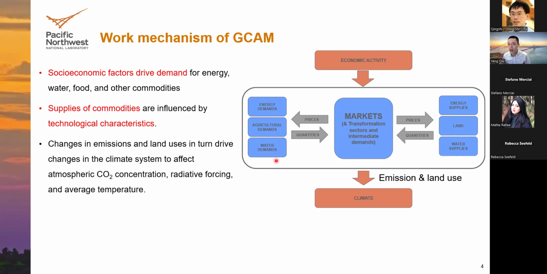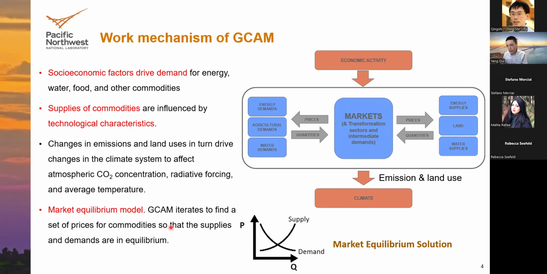And then all these human activities within the markets will generate emissions, right? And that will feed into the climate sector, which will affect CO2 concentration, radiative forcing, and also the average temperature. So that's basically how different sectors are integrated and working together. Essentially, when the model solves for each period, what it does is find a set of prices for each of those markets so that the supply and demand of those commodities and goods will reach a market equilibrium solution.